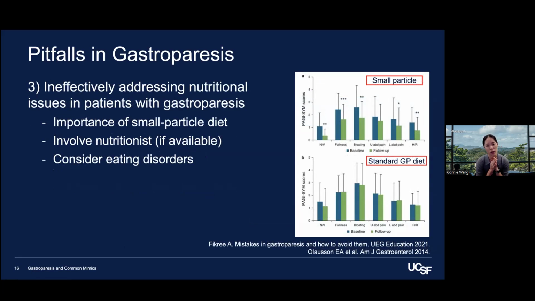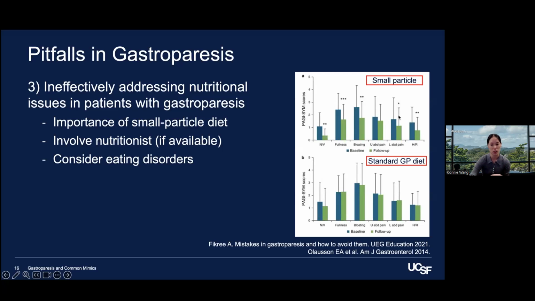We really wanted to highlight here the importance of the small particle diet when making recommendations on diet modification for patients. We're traditionally taught that foods high in fat as well as high in fiber delay stomach emptying, but it's not so much the fiber that is the issue, it's more the particle size. This was a nice study that compared patients who were recommended a standard gastroparesis diet, so low fiber, low fat, low glycemic content, versus those who were recommended a small particle diet. What does that mean? It just means foods that can be easily mashed with a fork, like mashed potatoes and scrambled eggs.